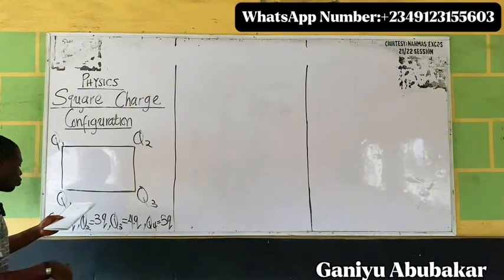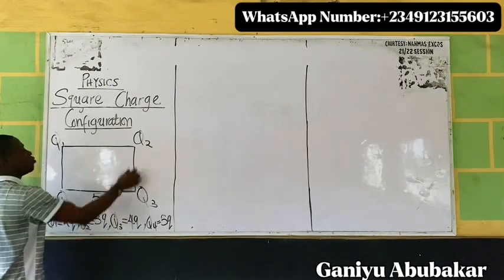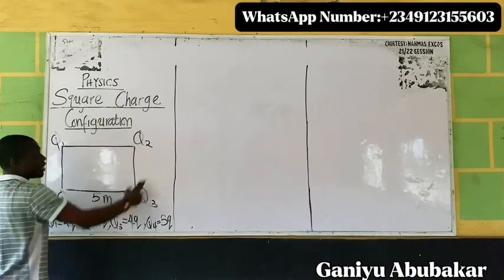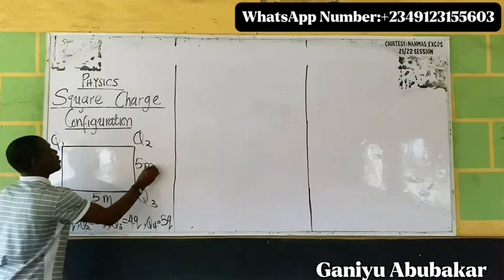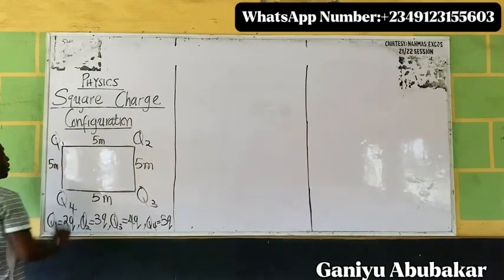And the distance between the charges is 5 meters. So yes, 5 meters. Of course, why? A square has all sides equal. 5 meters, 5 meters, and then 5 meters. All right.